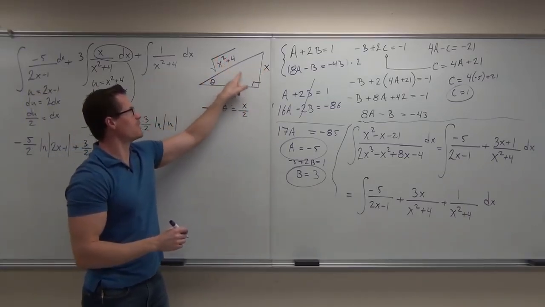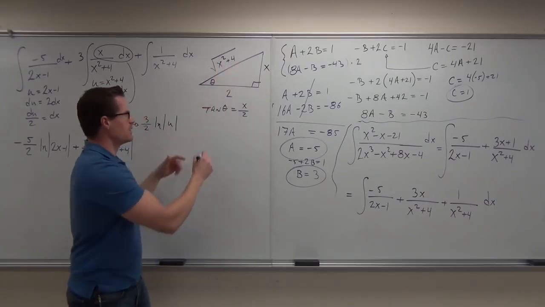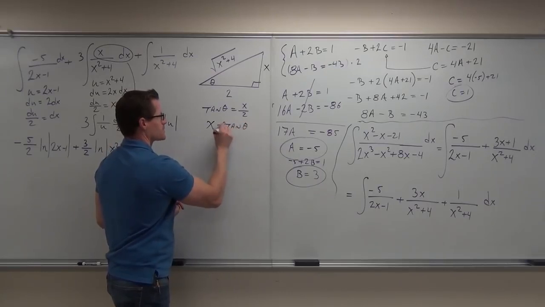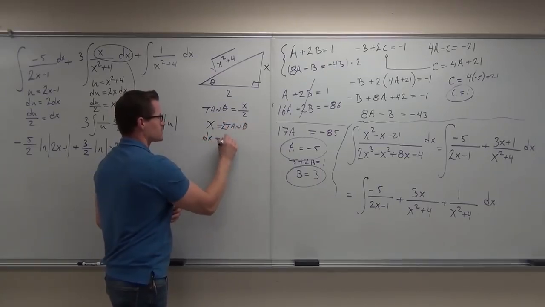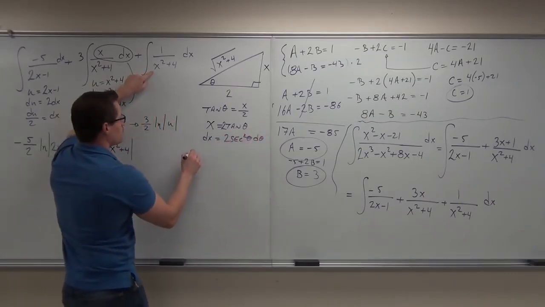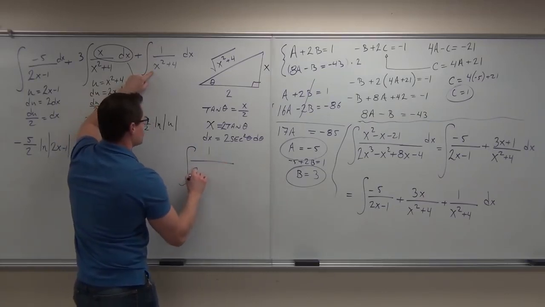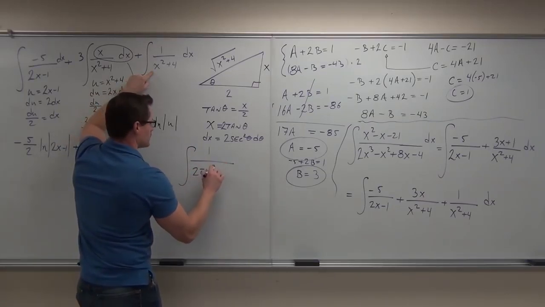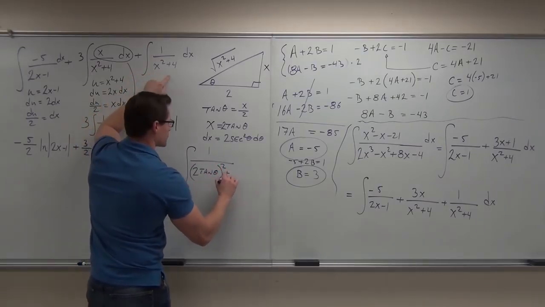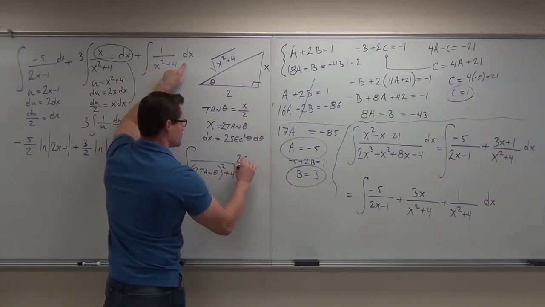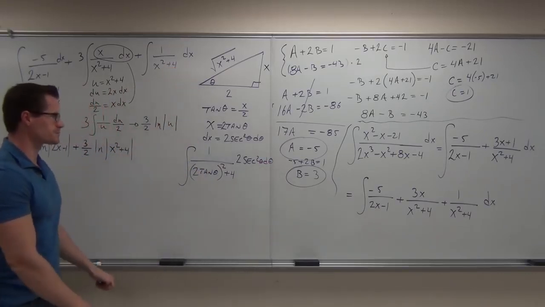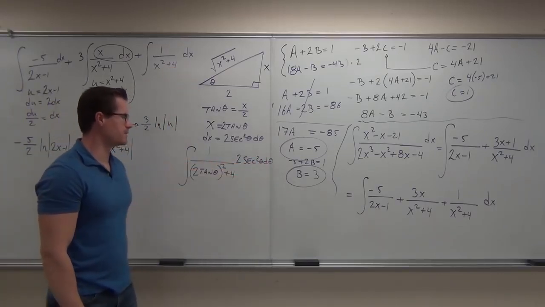This is x, this is 2. Therefore, this is square root of x squared plus 4. Okay. Then x equals tan theta times 2. dx would equal 2 secant squared theta d theta. Our integral would equal 1 over 2 tan theta squared plus 4, and our dx would equal 2 secant squared theta d theta.